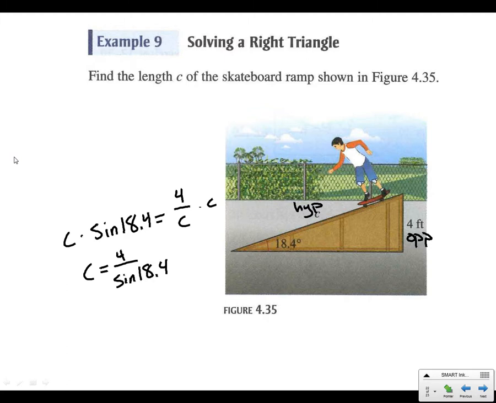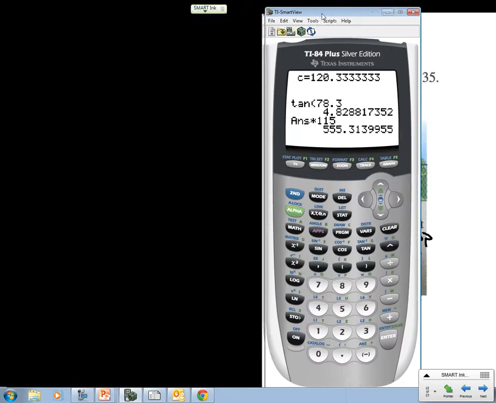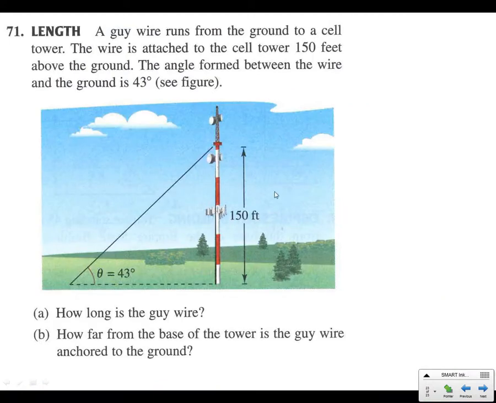To the calculator we go. 4 divided by, make sure you put it in parentheses, sine of 18.4. 12.67 is the length of that skateboard ramp. Finish it up with 71, and that's all there is for 4.3. Questions on this, we'll go over them in class.